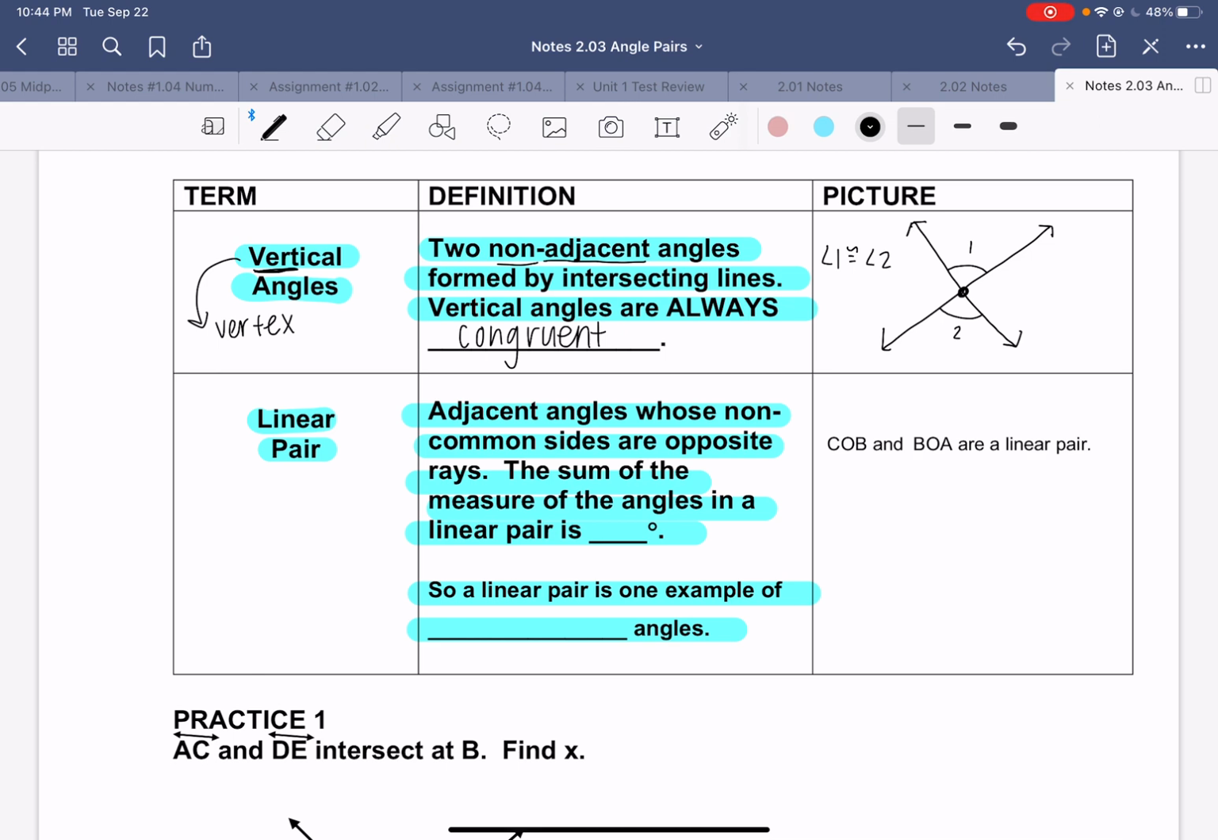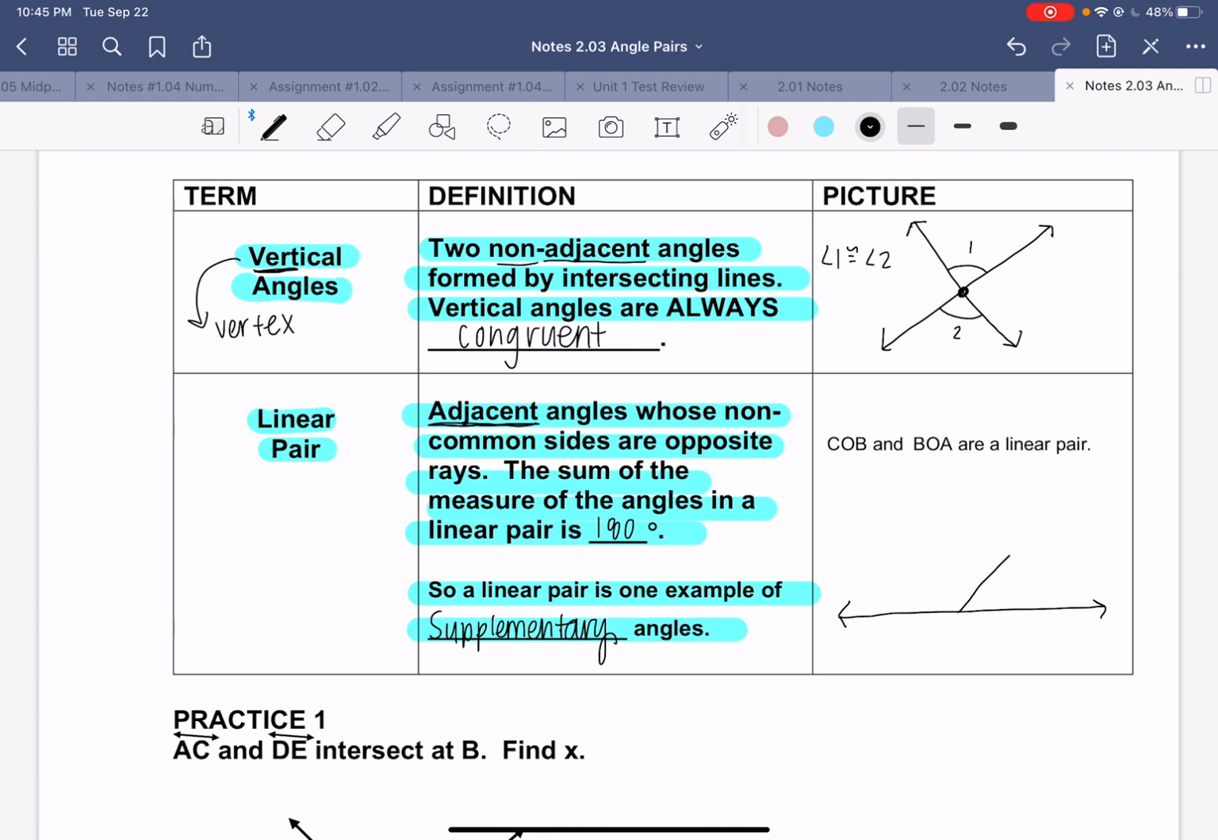A linear pair is adjacent angles. So they have to be adjacent, meaning they share a side and a vertex, whose non-common sides are opposite rays. The sum of the measures of the angles in a linear pair is 180 degrees. So a linear pair is one example of supplementary angles. So this is what a linear pair looks like.